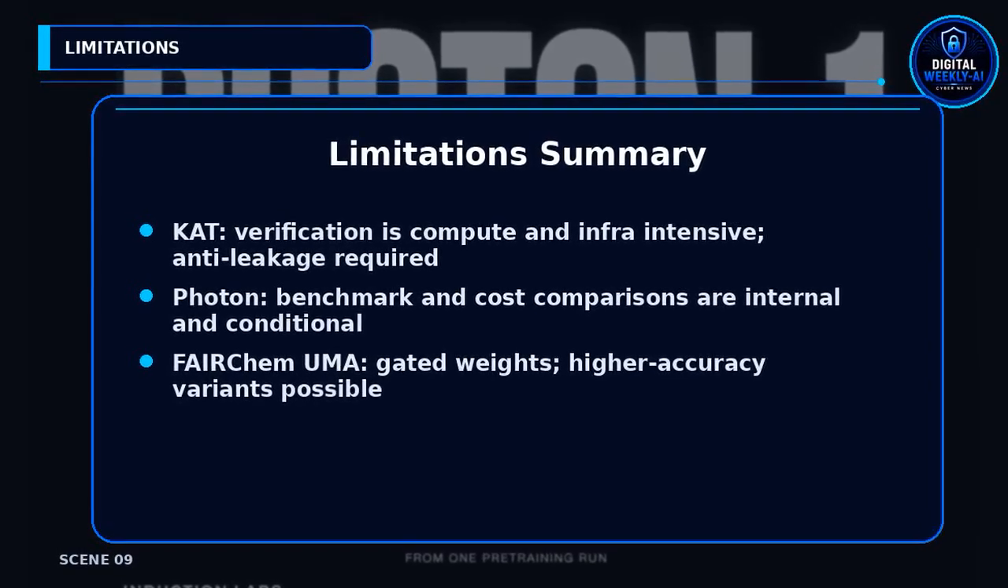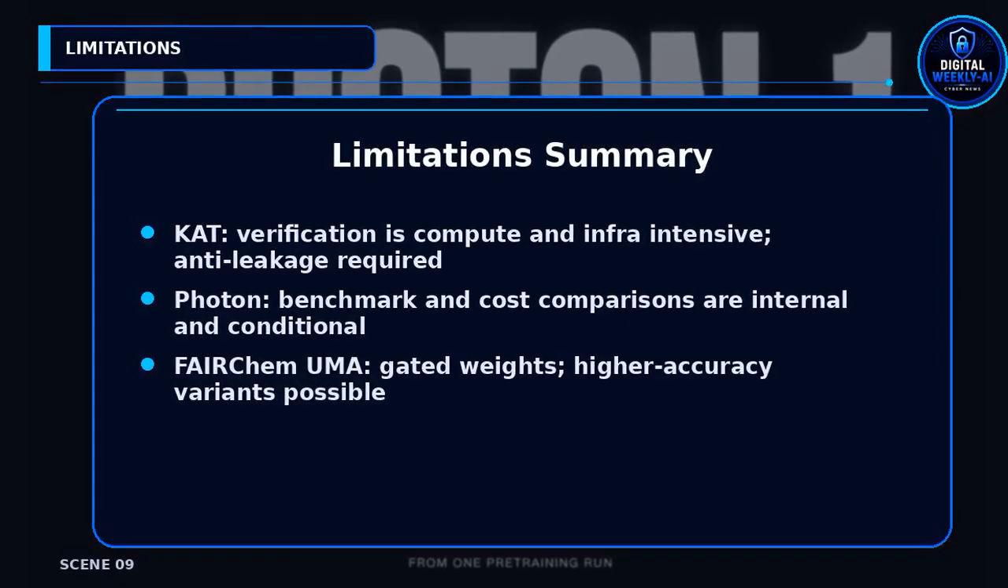Cat Coder's verification and anti-leakage checks add cost and complexity. Hint-based repair helps some zero-pass tasks, but they regenerate hint-free traces afterward. Photon 1's benchmark and cost comparisons are internal and depend on assumptions about competitors, so independent reproduction is needed. FAIRChem's UMA is practical, but higher accuracy variants and larger multi-GPU experiments are listed as extensions.